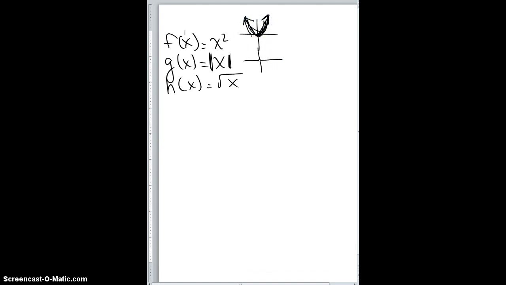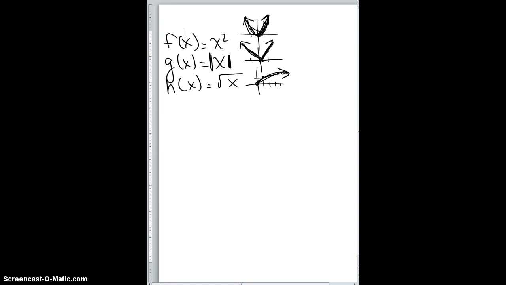The absolute value function goes through 0, 0, and again 1, 1, negative 1, 1, but it's a V. And again, if you're not sure, you can always sub in values. And your square root function would go through 0, 0. The square root of 1 is also 1. The square root of 4 is 2. So again, most people kind of have that general shape. So those are just three of them.